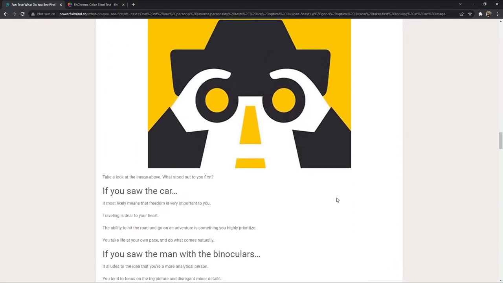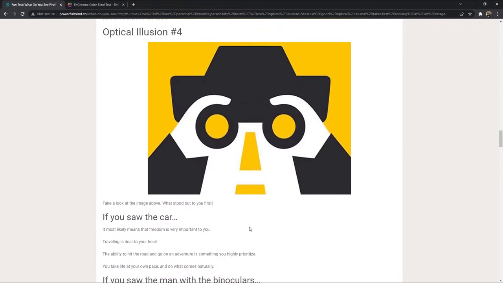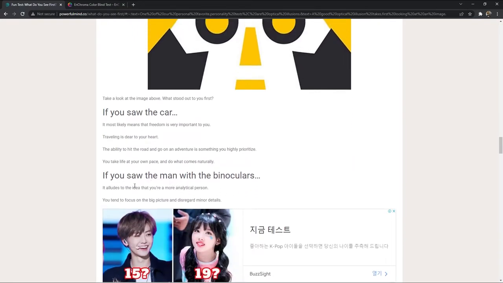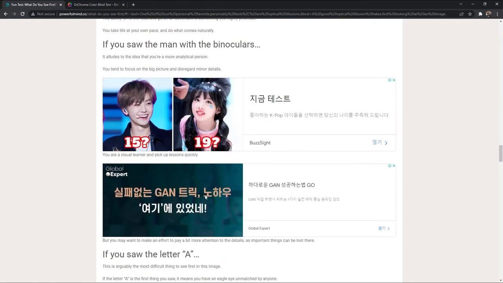If you saw the car, it means you're most... Why do I keep getting this stupid ad? Okay, if you saw the car, it means freedom is very important to you. Traveling is dear to your heart. The ability to hit the road and go on an adventure is something that you highly prioritize. You take life at your own pace and do what comes naturally. If you saw the man with binoculars, it alludes to the idea that you're a more analytical person. You tend to focus on the big picture and disregard minor details.